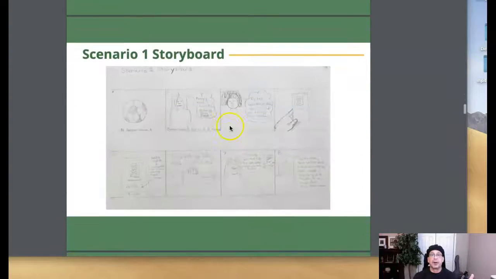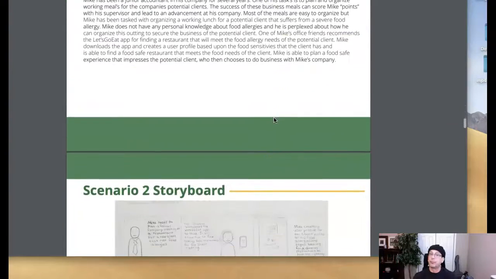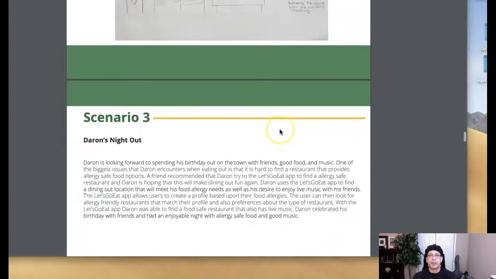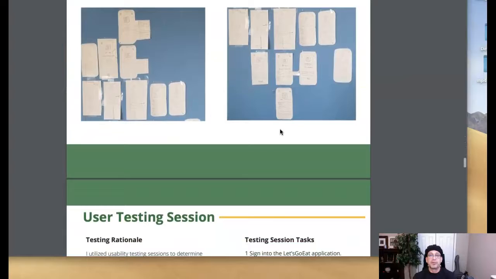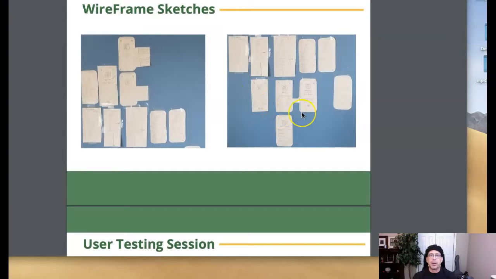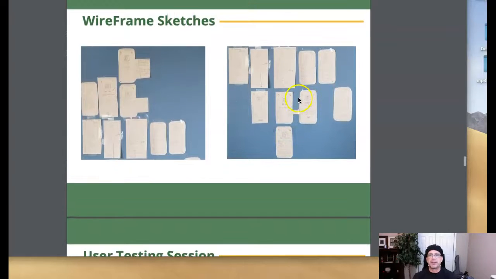Then we have our scenarios, our scenario storyboards. This is great stuff, Teresa. You're really showing a wonderful understanding. I love it. Storyboards look great. Wireframe sketches. These are really small. You can't see them without zooming in.